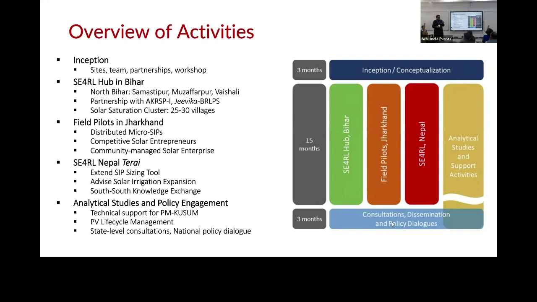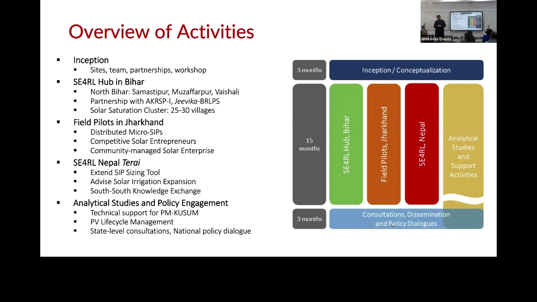In Bihar, there's already been a lot of work on solar irrigation, partly through IWMI, but also through other agencies who have been working on promoting solar irrigation. So we don't want to do new pilots there. But what we want to do is, can we work with other partners to create a large enough hub of solar energy, which is saturated with solar energy, and then use that as a demonstration to policymakers and say, this is how you can replicate it and scale it up.